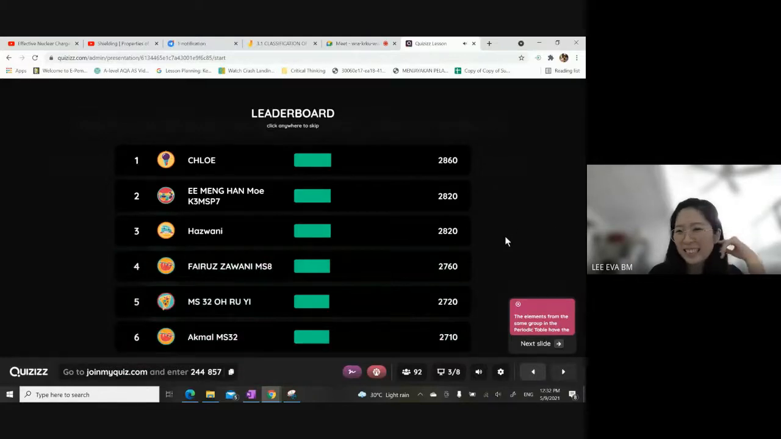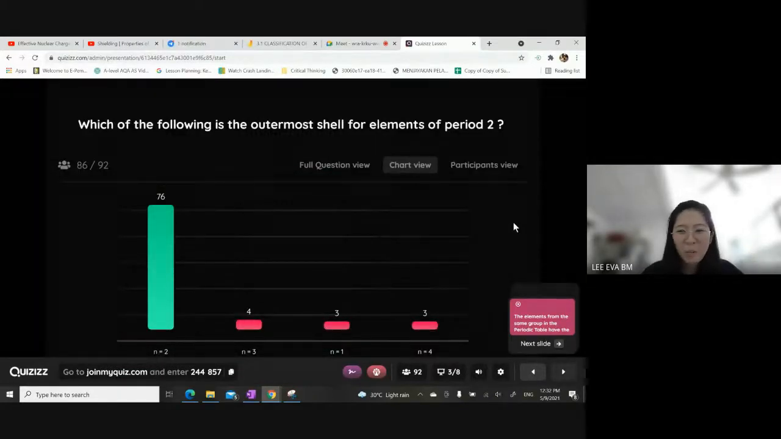All right, so most of you got it correct. Well done. Which of the following is the outermost shell for an element of period 2? So when n equals 2, that is your outermost shell. Okay, outermost actually means the shell which is located at the very outside. Next question.